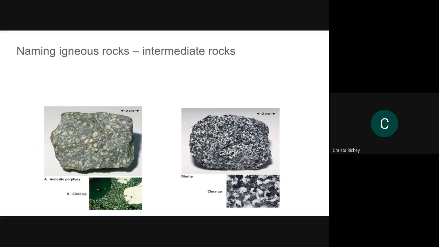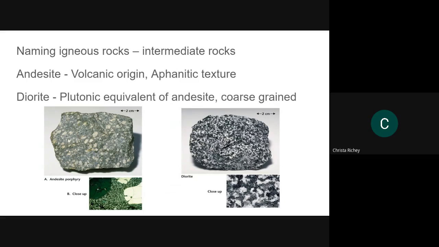Okay, intermediate rocks. Let's see where I am on my cheat sheet. Andesite, which is the one on the left, is volcanic. So it is extrusive. It is aphanitic in texture. The diorite, the one on the right, is plutonic. Remember, volcanic means it's extrusive and plutonic means it's intrusive. Plutonic is inside the earth, magma related. Volcanic is extrusive, is lava related. And the diorite has much larger crystals.